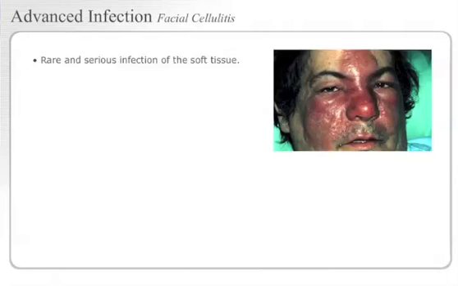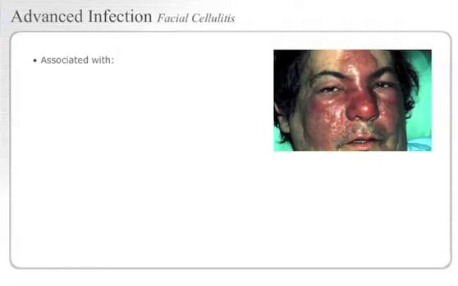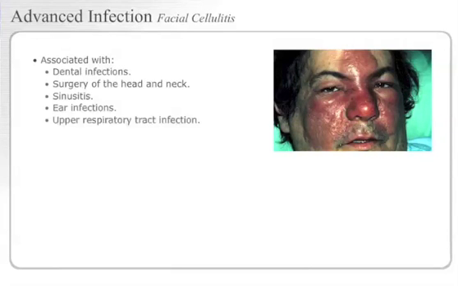Facial cellulitis is a rare and serious infection of the soft tissue. It is characterized by swelling, redness, warmth, and pain of the affected tissue, an area of diffuse spreading inflammation. Other symptoms may include chills, body aches, vomiting, and decreased appetite. Facial cellulitis is associated with dental infections, but also with recent surgery of the head and neck, sinusitis, ear infections, upper respiratory tract infections, and trauma. These risk factors increase the chances that a person may develop a facial infection.